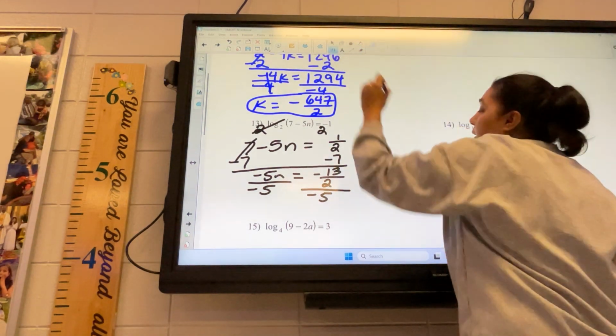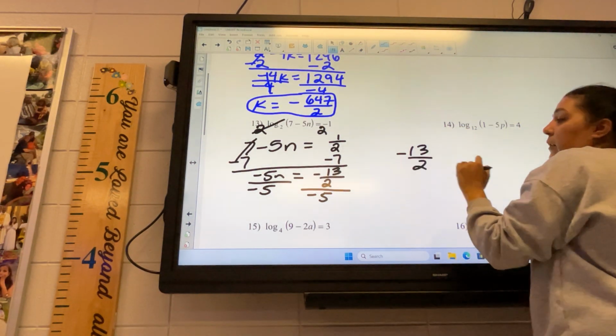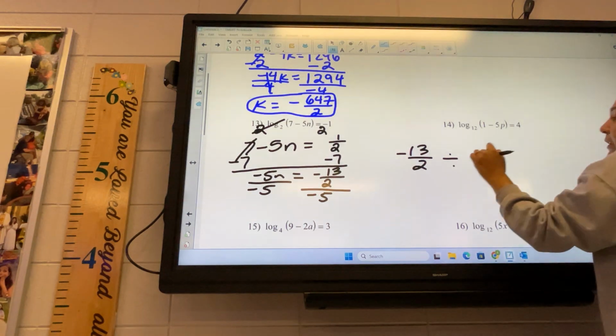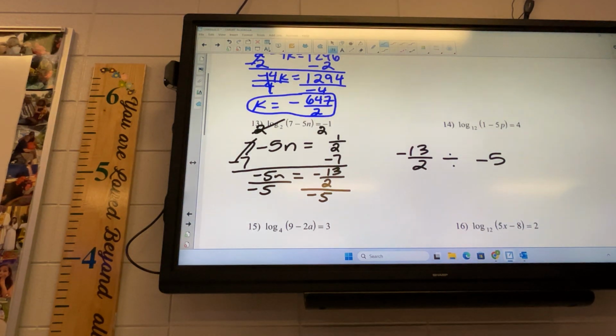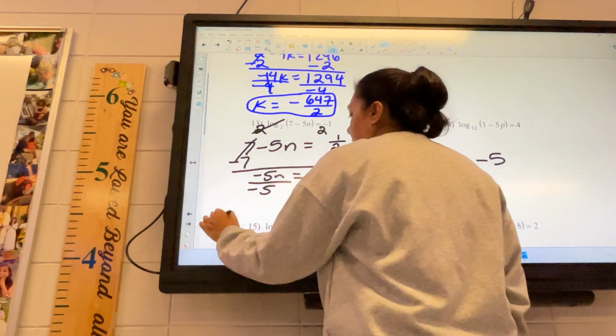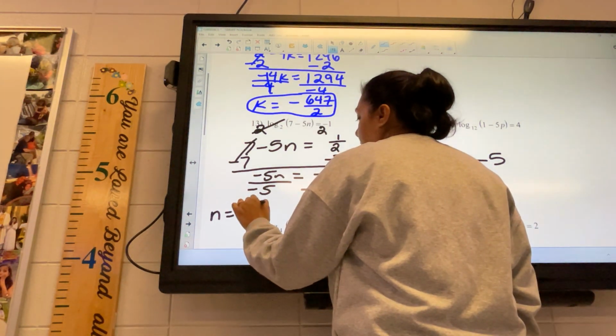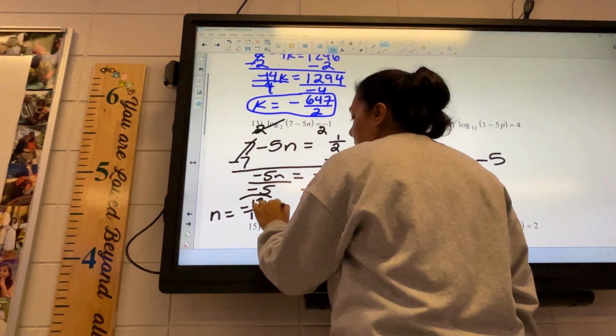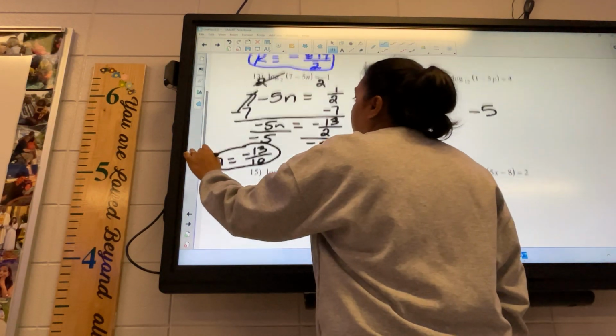Okay, so again, on the calculator, you're going to hit negative 13 over 2, and then divided by negative 5. It should look like that. Make sure the divide is off to the side. That's the answer? No. Did you type it? I did. I'm already done with it. So you got n equals what? Negative 13 over 10.